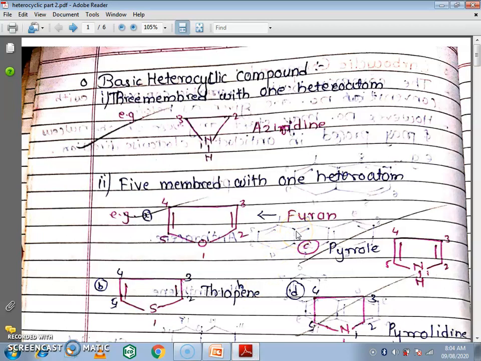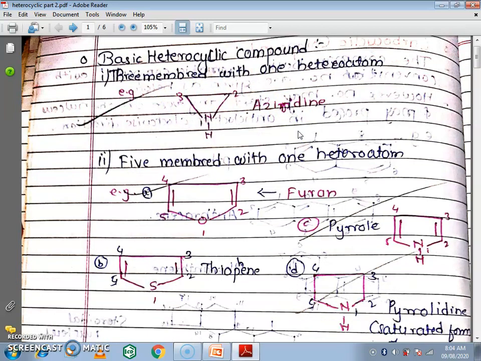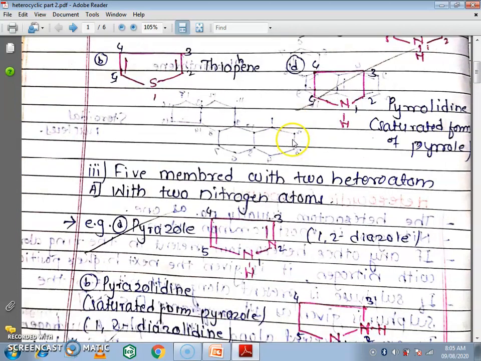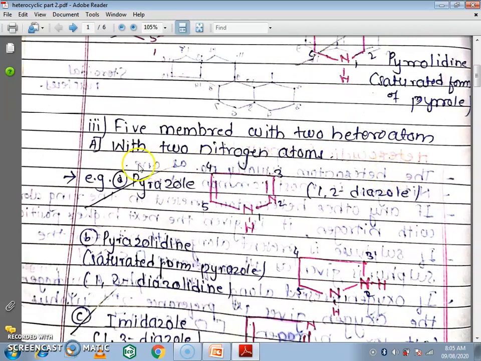In the last lecture we saw some classification of heterocyclic compounds. In that we saw the basic heterocyclic compound, that is the 3-membered ring with 1 heteroatom. Next we saw the 5-membered ring with 1 heteroatom with some examples. Next we saw the 5-membered ring with 2 heteroatoms. In that first we saw the one with 2 nitrogen atoms.